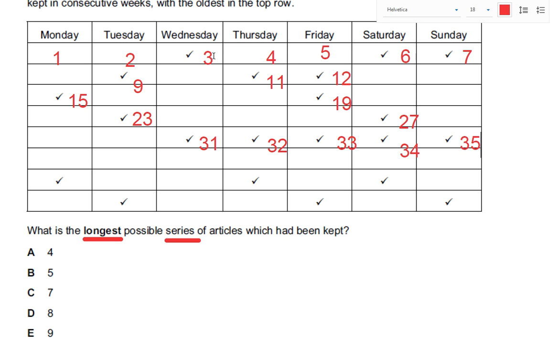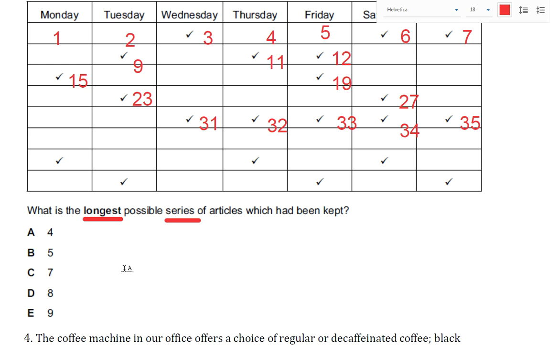If you counted them up, 3, 7, that's the second one. 11 is 3. 15 is 4. 19 is 5. 23 is 6. 27 is 7. 31 is 8. 35, 9. Right, so there's actually 9. The longest possible series is 9. Right, you could stop it there because there is no higher answer than that.